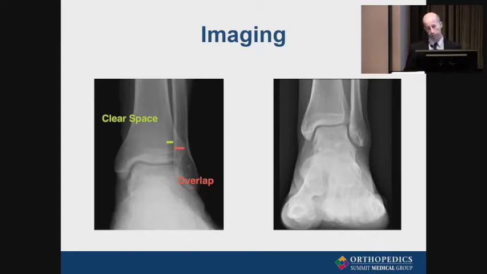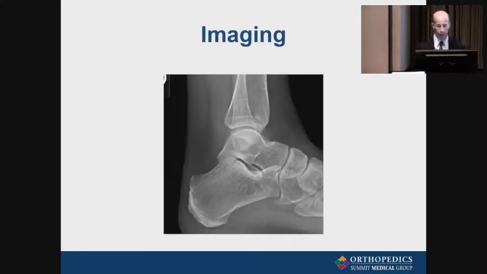On a mortise view, or slightly internally rotated view, this space, the medial clear space, the tibiotalar space, and the lateral clear space should all be relatively symmetrical, and any grossly asymmetrical gaps should draw attention and may even draw you to request stress x-rays or other imaging. On a lateral projection, a displaced fracture may stand out, especially along the anterior border of the tibia. Mostly we're looking for the curve of the talus to match the curve of the tibia and not to have any abnormal translation.